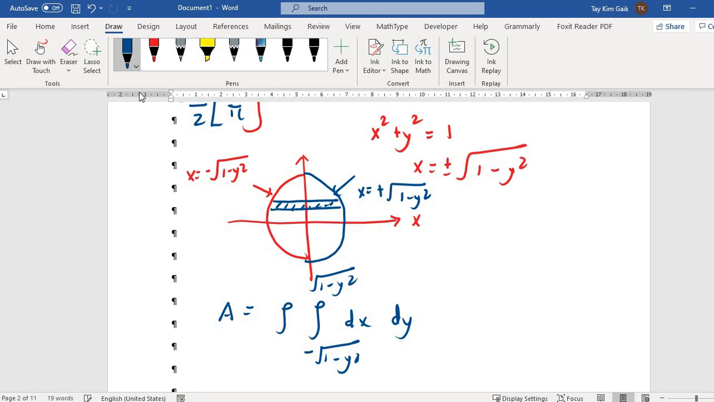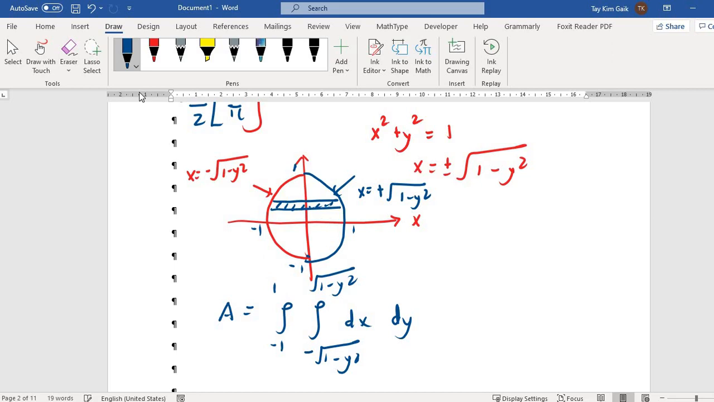So we integrate with respect to x from the left curve, x equal negative square root of 1 minus y squared, up to the positive square root of 1 minus y squared. When you do the inner dx, you find the area of one horizontal bar. Later on, you sum it from negative 1 up to positive 1. This is a unit circle centered at the origin. Then you sum the horizontal bars from bottom to top, which is y from negative 1 up to positive 1.